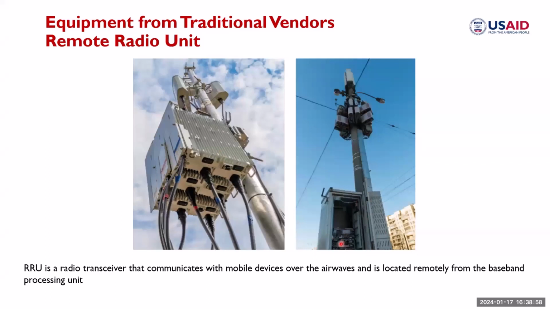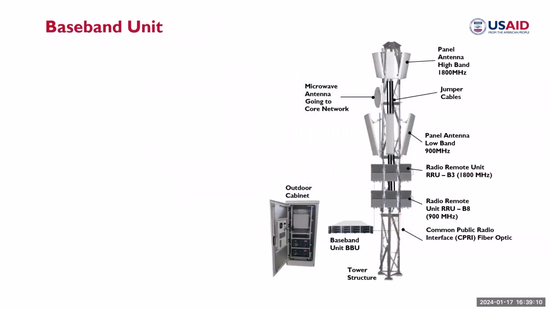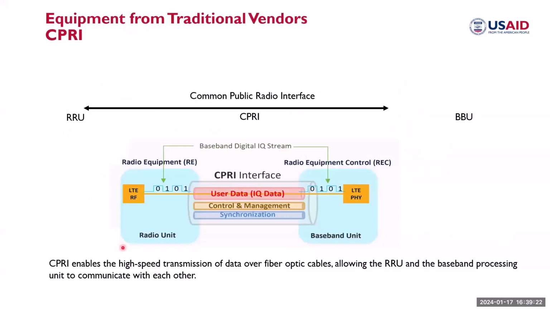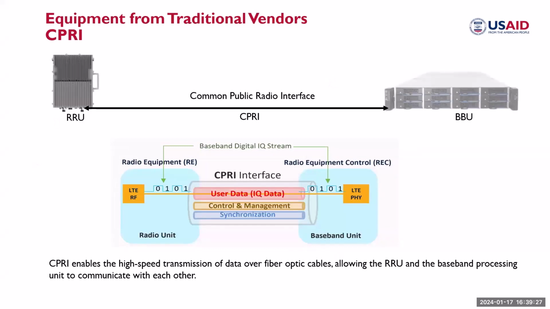So the RRU is a radio transmitter that communicates with mobile devices over the airwaves and is located remotely from the baseband processing unit. And then you have the baseband unit. So yun nga, it's responsible for processing the baseband signals. Okay. And then you have the CPRI, or basically the fronthaul connecting the RU and the baseband unit for high-speed transmission over the fiber optic cables.